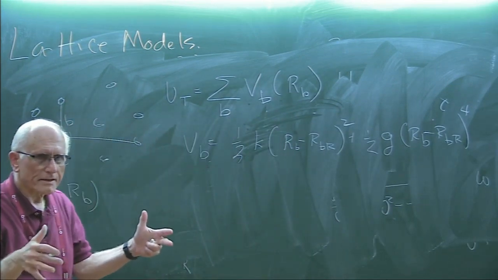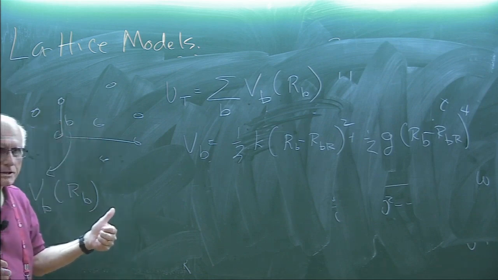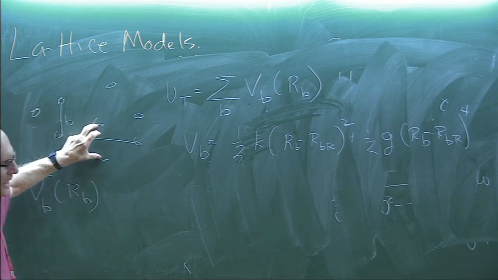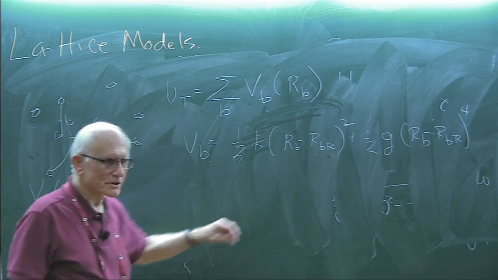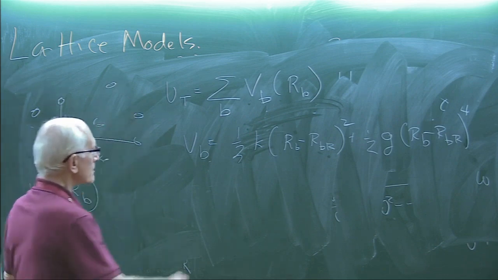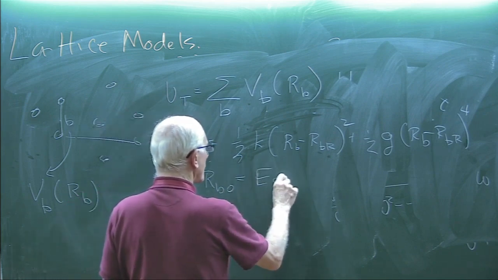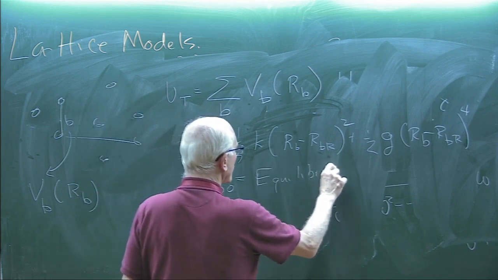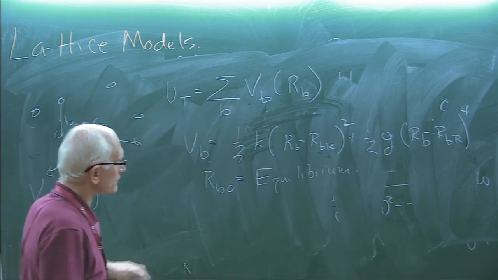When we put them all together, then it's possible, and often likely in fact, that when the system finally finds its rest position, these bonds don't have the length R_b rest. They have some other length, which is chosen so that the force on each site is zero. Right? So I'm going to call it R_b0. This is the equilibrium position when you've tied it all together.